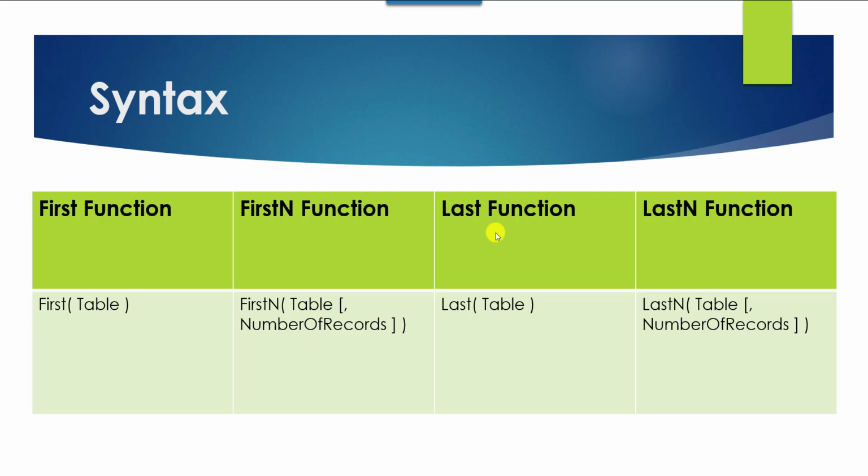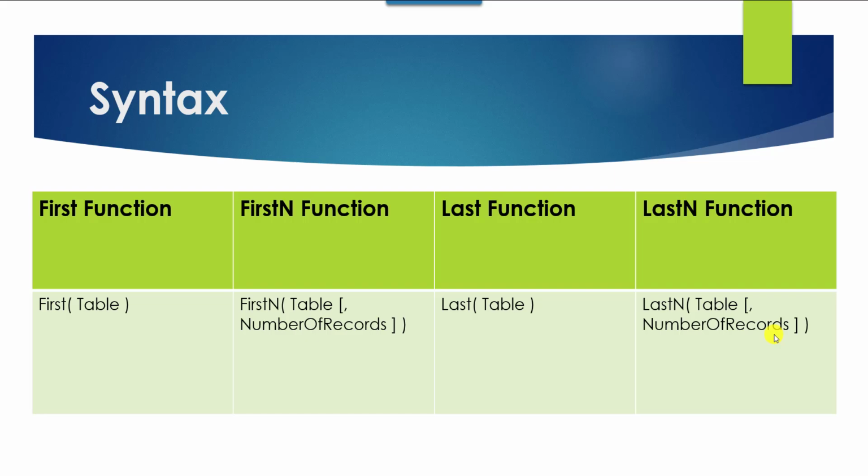In the same way, the PowerApps Last function returns the last item or record of a data source or table. Here you can see the syntax of the Last function is Last(table). And finally, the PowerApps LastN function returns the last set of records of a table, whereas the second argument defines the number of records that are to be returned. And the syntax of the LastN function is LastN(table, number of records).